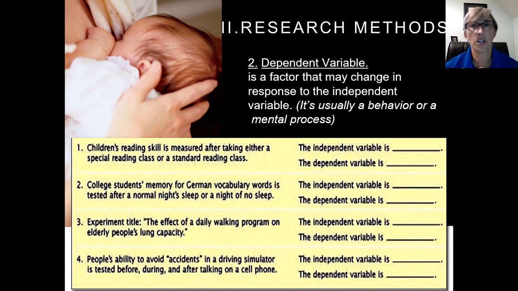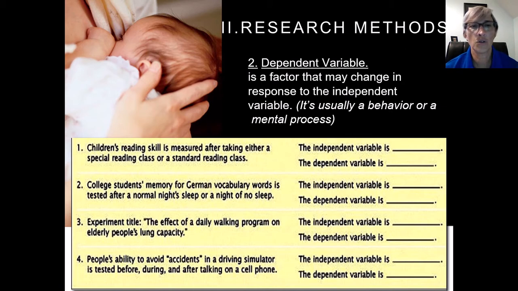So here are 4 scenarios where you are asked to identify the independent variable and the dependent variable. Situation number 1, children's reading skill is measured after taking either a special reading class or a standard reading class. Identify the independent variable and the dependent variable. We'll check your work in class.